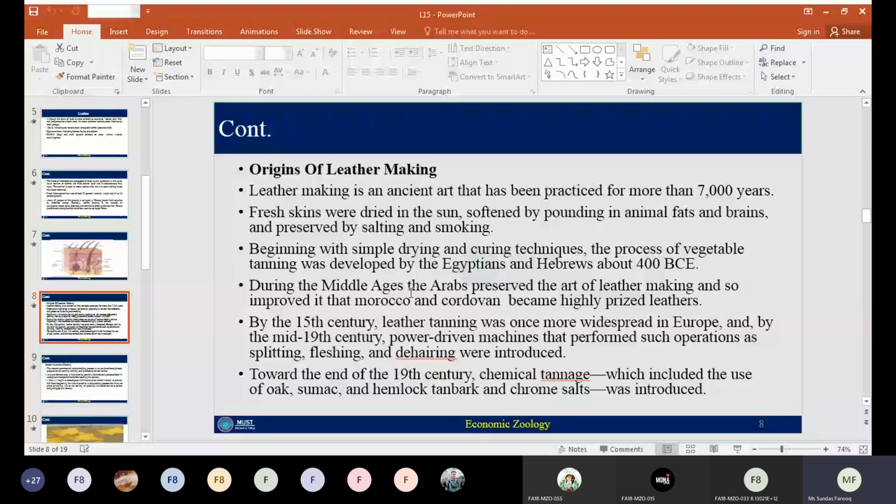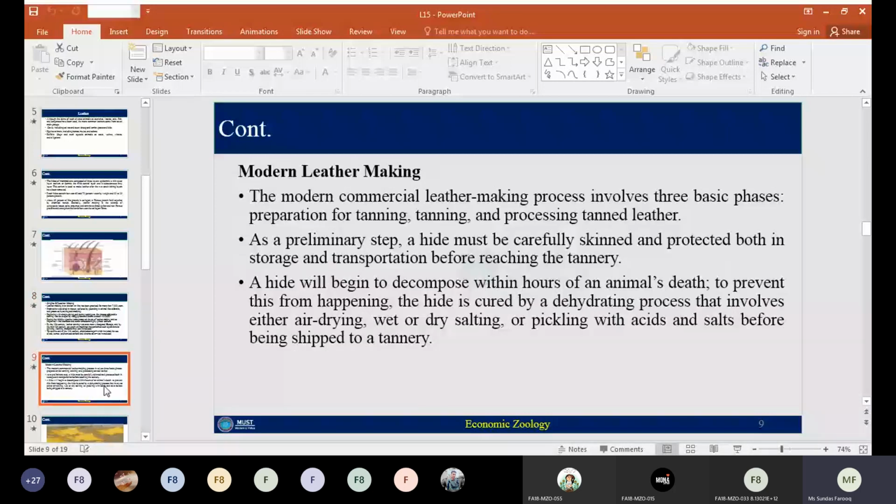So with the passage of time, the leather industry, the process of leather formation, gradually strengthened, and up to date this method involves different types of minerals and different types of salts, which are utilized for the processing. So we can say that at present, modern leather making is a process that involves different types of commercial activities.